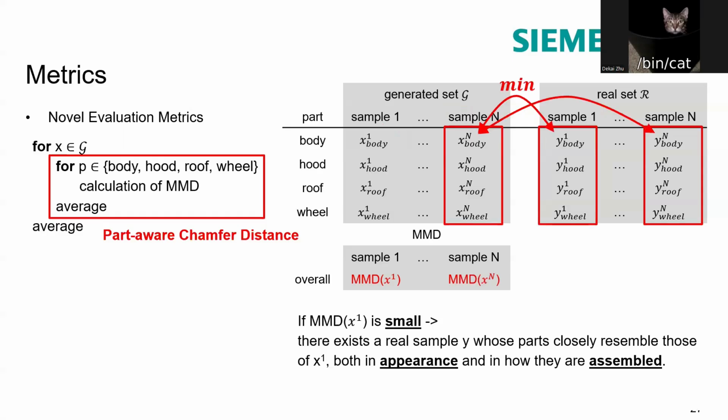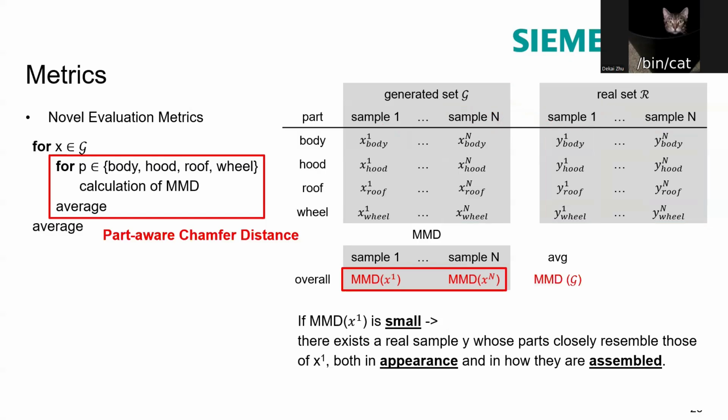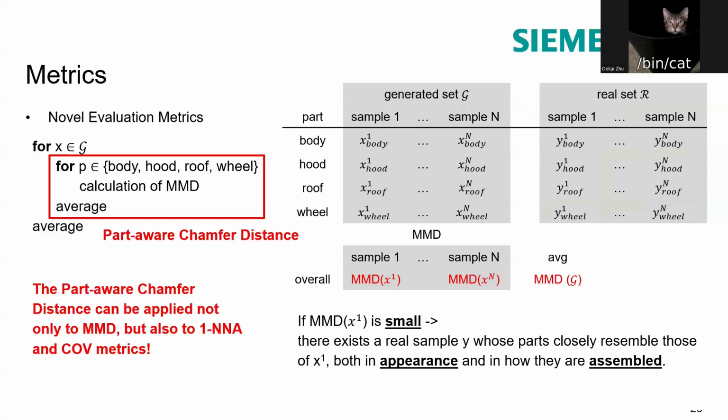By repeating the same calculation for each generated sample, we obtain the MMD values for all the generated samples. And finally, we average all these results over the generated samples to obtain the overall MMD for the entire generated set. The part-aware chamfer distance method can also be applied to one NNA and coverage metrics. So we not only evaluate the geometry quality of each semantic part, but also the interpart coherence.